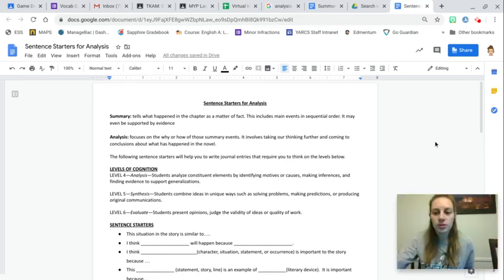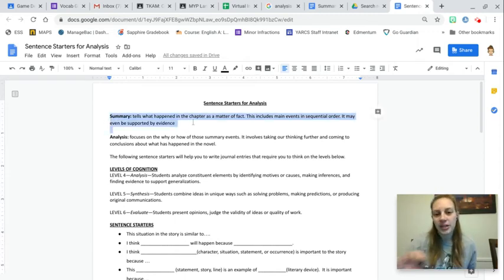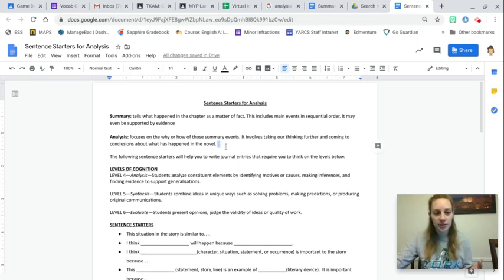If you look at my screen, summary tells us what happens in the chapter as a matter of fact. This includes events in sequential order, and it may even be supported by evidence. So this is where you guys are. You're really great at coming up with this summary information, like you've read the chapter and you understand the chapter. What I'm asking you to do is go a little bit further in your thinking. Analysis focuses on the why or the how of those summary events. So taking your thinking farther and coming to conclusions about what happened in the novel.